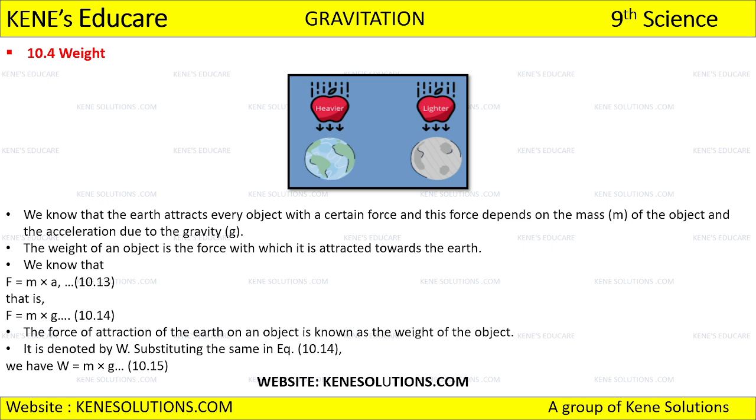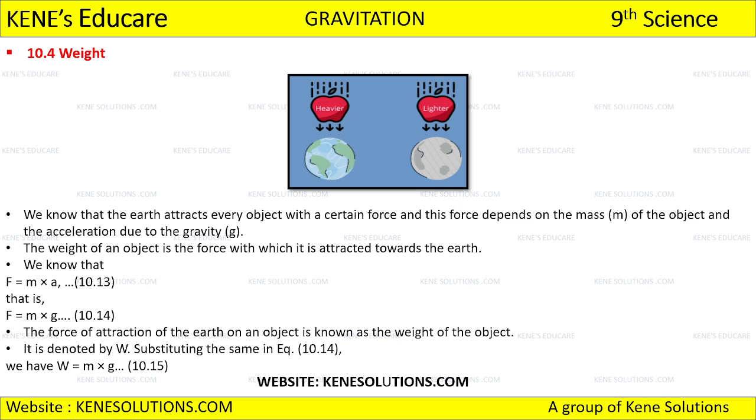Okay, so we know that F = ma, that is mass into acceleration, right? Here, acceleration can also be known as acceleration due to gravity, so we can represent that by g as well, right? So the force of attraction of the Earth on an object is known as the weight of the object. Getting it? What did I say, what is the weight of an object? The force of attraction of the Earth on an object is known as the weight of that object.